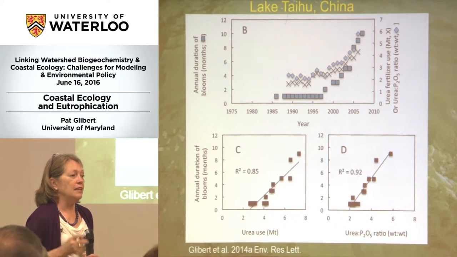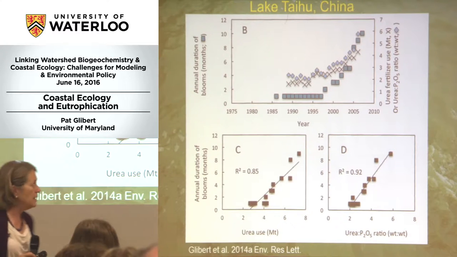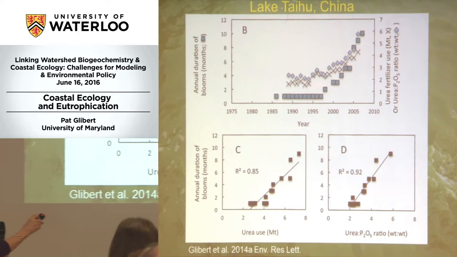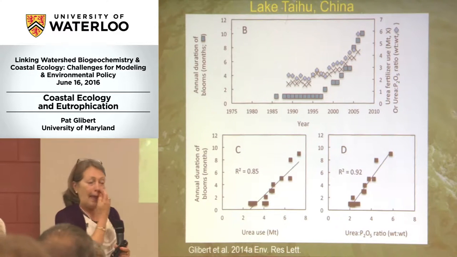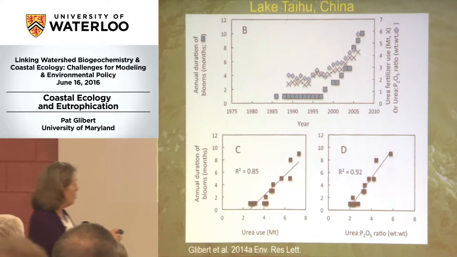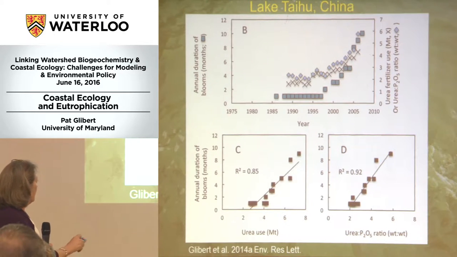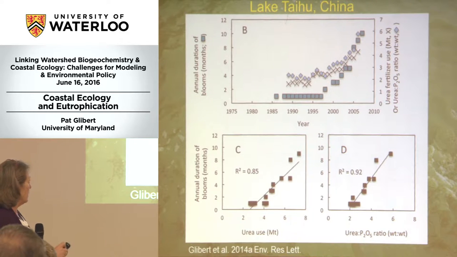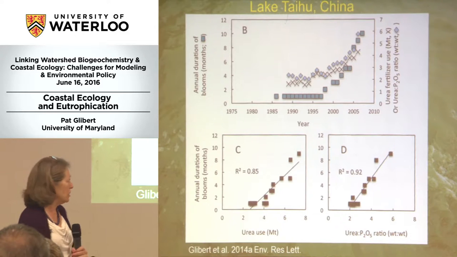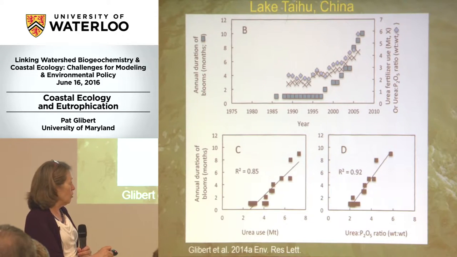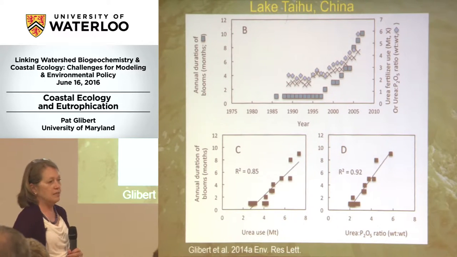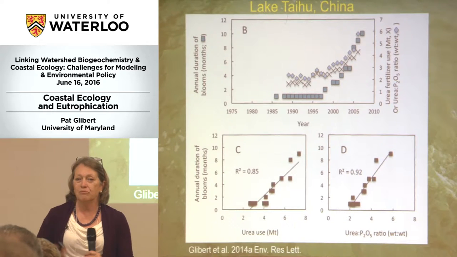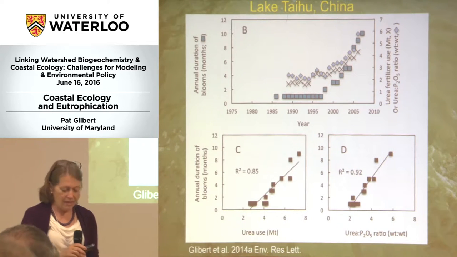If we look at the nitrogen loading in the watershed over this time period, we can see it tracks the same pattern. And if we correlate urea use in the watershed for these decades of data with the annual duration of blooms, there's nearly a perfect correlation. And that correlation increases if we look at the urea to phosphate loading in the watershed. So a 0.9 correlation for environmental data is pretty good.